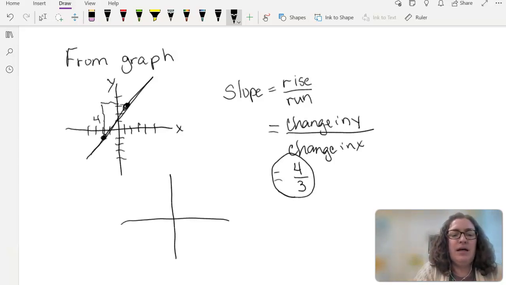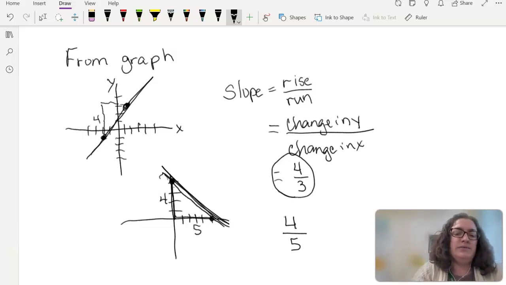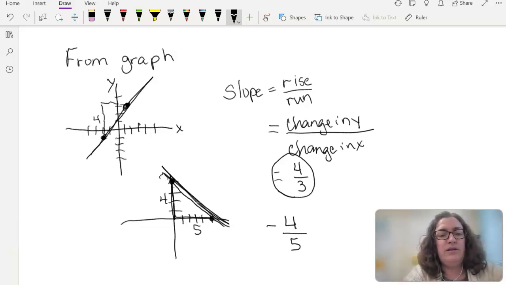So if I have, again, my line, let's say that my line goes through this point and this point out here. If I count my rise, looks like I'm changing between those two, 1, 2, 3, 4. And I'm running 1, 2, 3, 4, 5. So my slope would be rise 4 over run 5. But this one is a negative slope, so I'd want to put a negative sign in front of that.